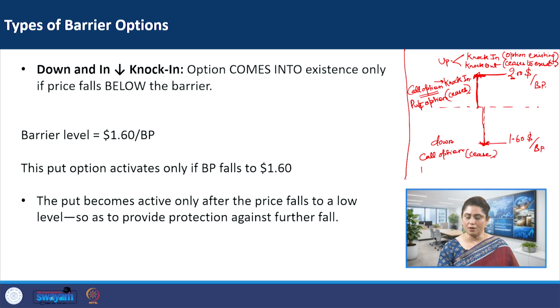But if you talk about the put option, the prices are going down much further and there is a possibility that it may go down even more. So the put option holder would like to hedge his risk and hence it will be in a knock-in position, and the option will come into existence.